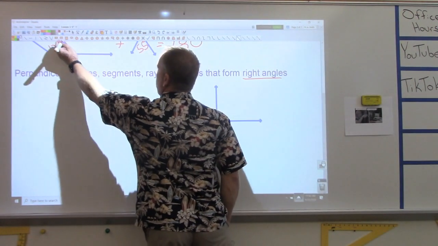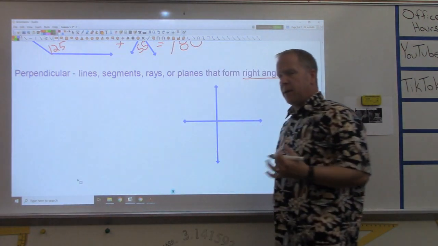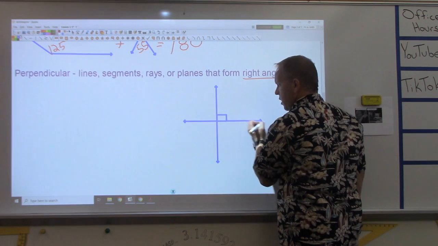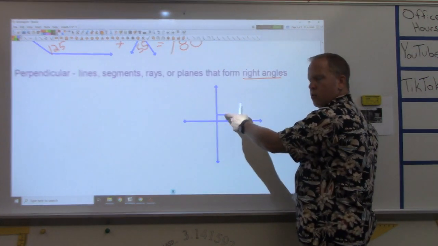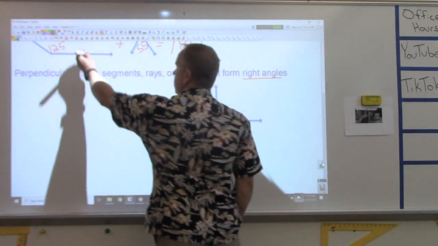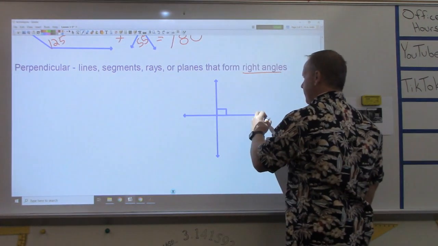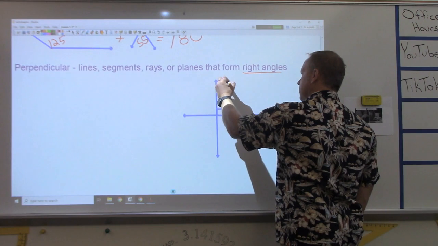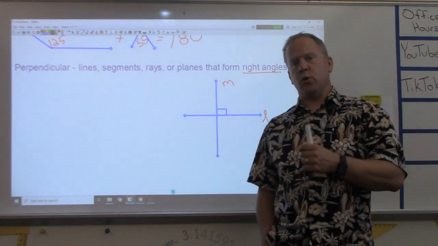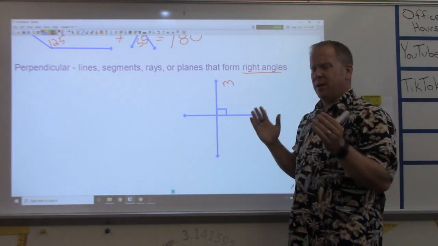Well, in order for me to know I have a right angle, they have to tell me I have a right angle, or again, they have to show you on the diagram with that little box in the corner. That means right angle. So now these lines are perpendicular. If I were to give them names, line L and line M. If I want to say line L is perpendicular to line M, perpendicular is a very big word.